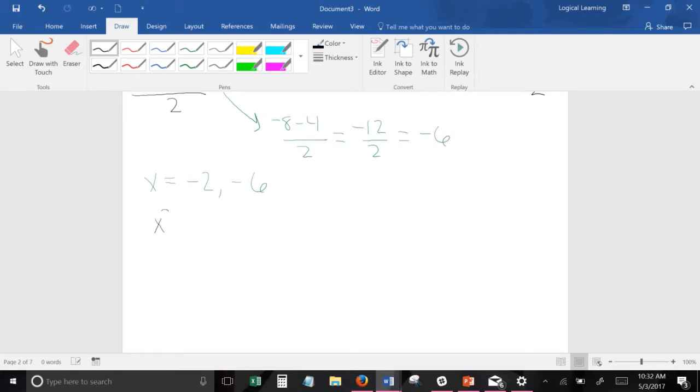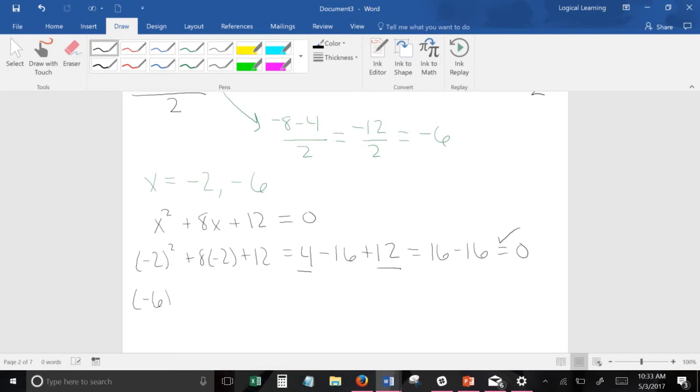So our original equation is x squared plus 8x plus 12 is equal to 0. So if we put negative 2 into this, negative 2 squared is 4. 8 times negative 2 is minus 16, plus 12. Adding our positive terms, 12 plus 4 is 16. We get 16 minus 16, and that is equal to 0. So we see that negative 2 is a solution to the equation.